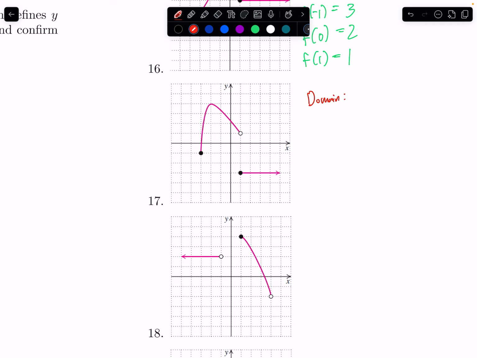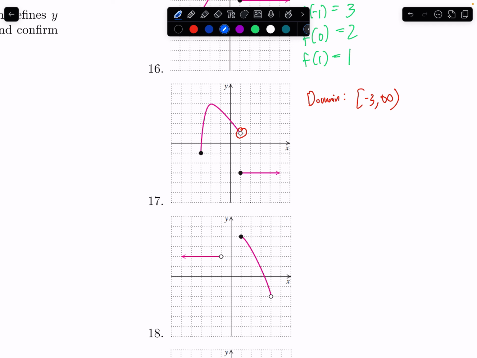Domain. Okay, x values, right? So the lowest one is -3. Including it, because you see how it's filled in? So including it, that means I have a hard bracket. And then I go up to, over here, it looks like I'm going to have a potential issue, right? Because this point looks like it's not included at x equal to 1. But it actually is, because look down here. It is filled in down here. And so I don't have any gaps, actually. It's -3 all the way to infinity. That's the domain.